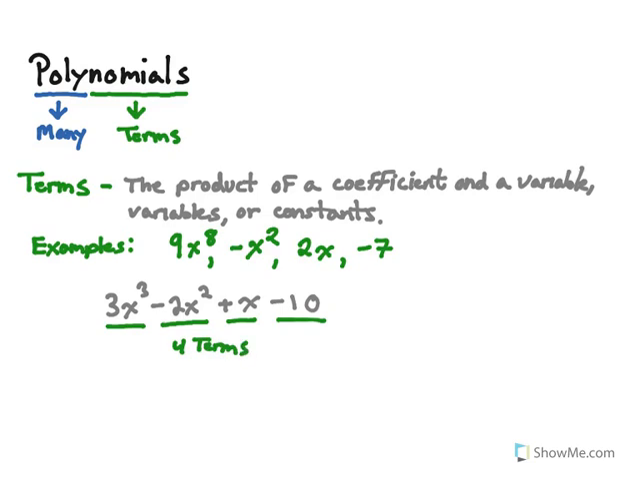So you can tell how many terms a polynomial has, and they're separated by signs. 3x cubed and 2x squared are separated by a negative sign. 2x squared and x are separated by a plus sign, and then x and 10 are separated by a negative sign. So you have a total of 4 terms in that polynomial.